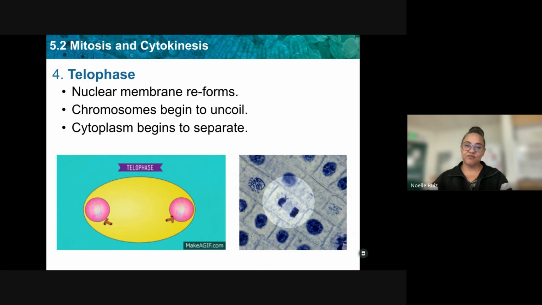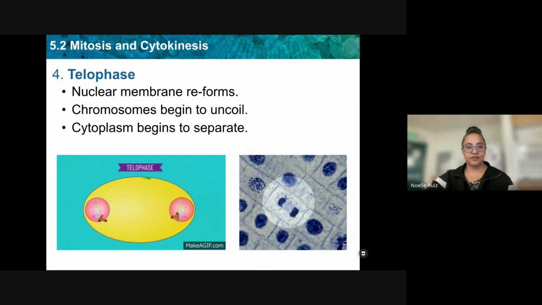And then the last phase of mitosis is telophase. It's pretty much the opposite of prophase. The nuclear membrane reforms. That's these pink bubbles. Nuclear membrane reforms around the DNA. Chromosomes begin to uncoil and relax. And the cytoplasm begins to separate.